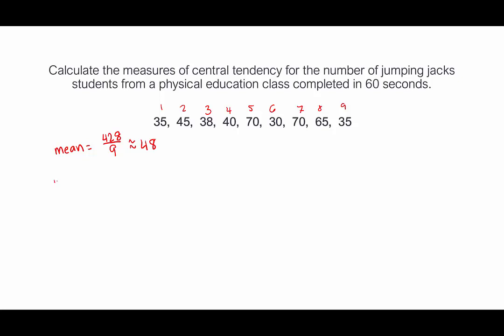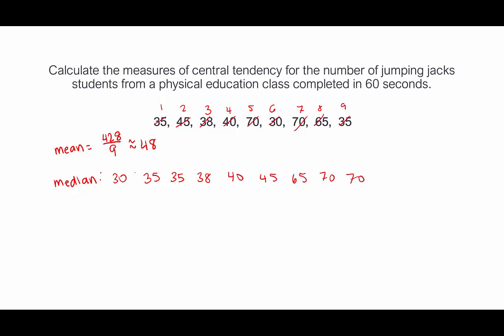To calculate the median, we want to line up these 9 numbers in order from least to greatest. Since there are 9 numbers and 9 is an odd number, I am expecting just one number in the middle. I'm going to start with that 30, and I'm going to cross it off as I go. Then I have a 35 and a second 35. So already I know we at least have one mode. We have a 38, 40, 45, 65, and 2 70s. 65, 70, and 70.